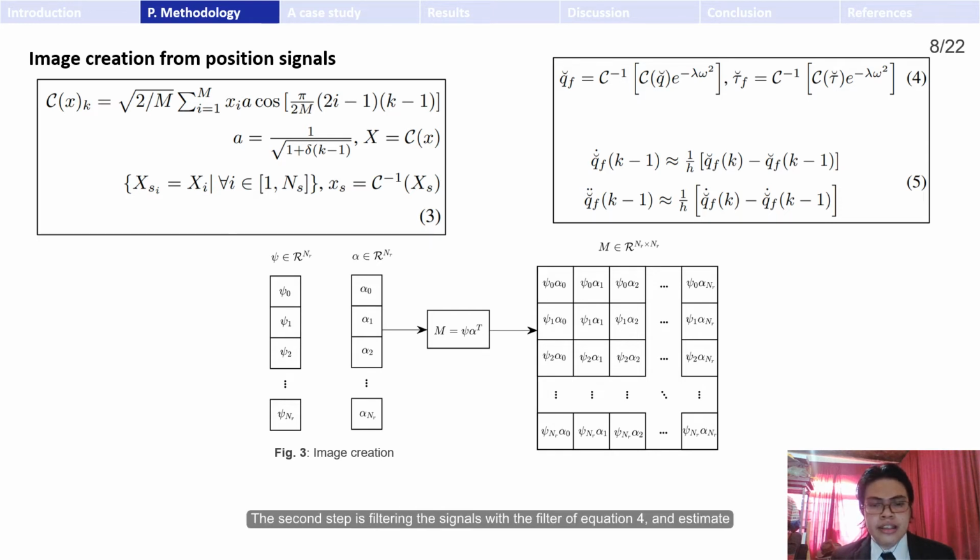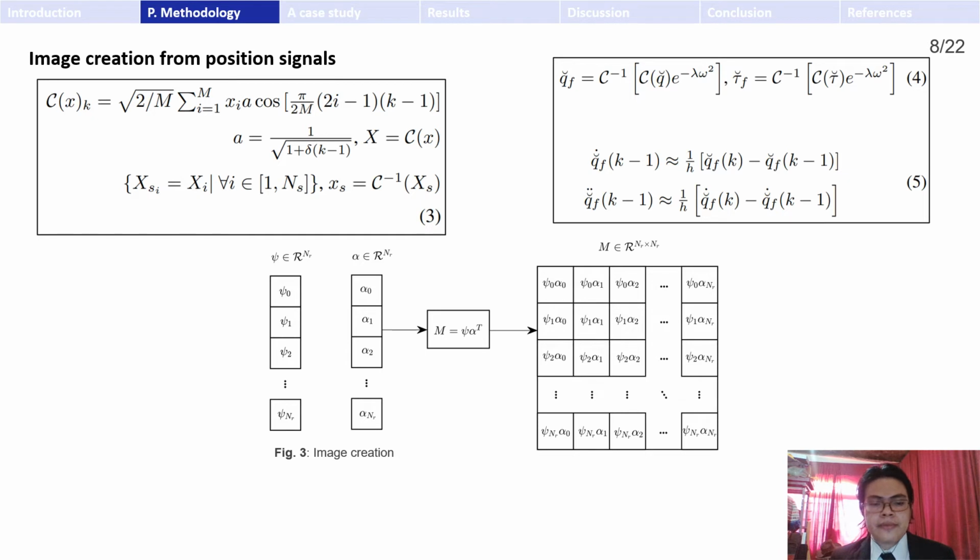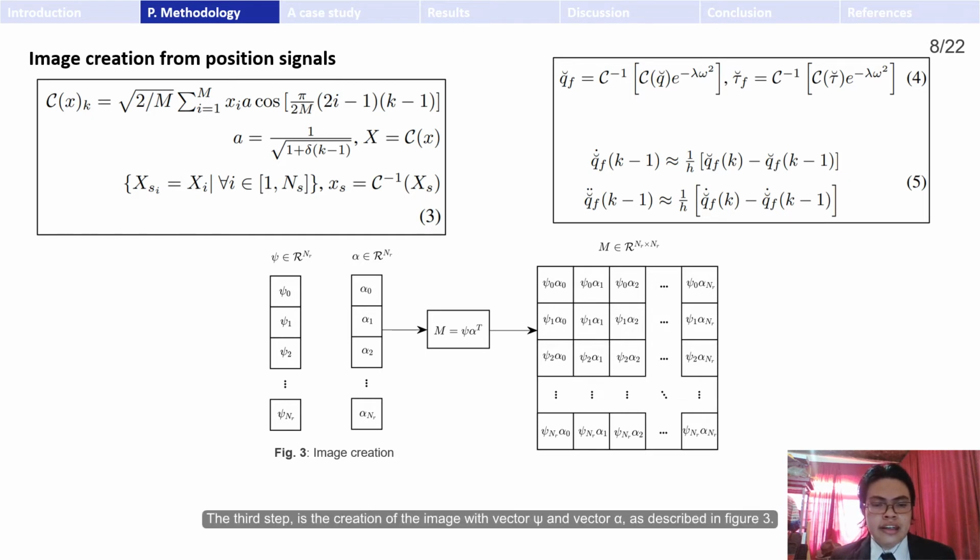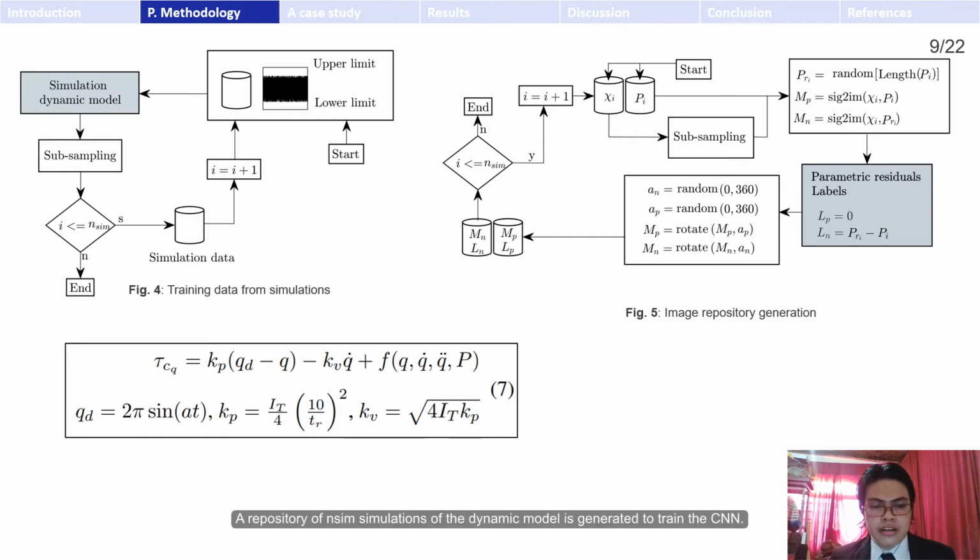The second step is filtering the signal with the filter of equation 4 and estimating the velocity and acceleration with the position, as shown in equation 5. The third step is the creation of the image with vector phi and vector alpha, as described in Figure 3. These vectors are different for each robot and their content is a function of the specific dynamic model of each robot. A repository of NS simulations of the dynamic model is generated to train the CNN.